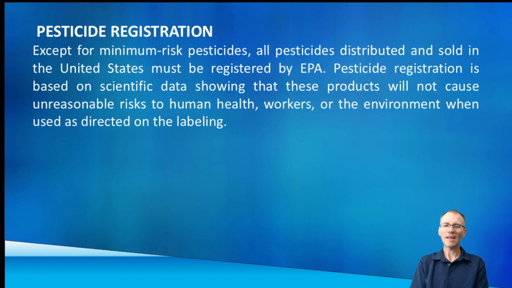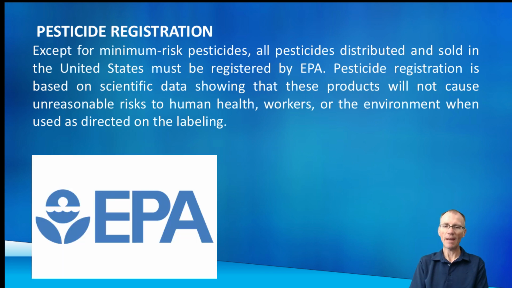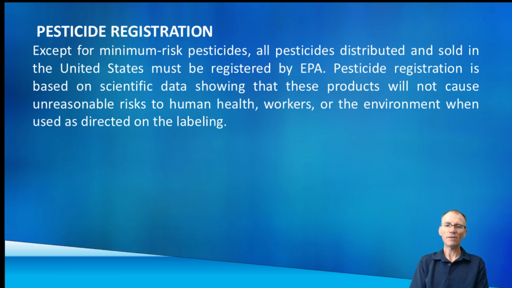Make sure you understand this. This is another common exam question. All pesticides except the minimum risk ones distributed and sold in the United States must be registered by whom? The EPA. The other thing to understand here is when you use these products according to the label, they do not cause unreasonable risk to human health, workers, or the environment. If you don't use them according to the label, you're putting yourself and everybody at risk.